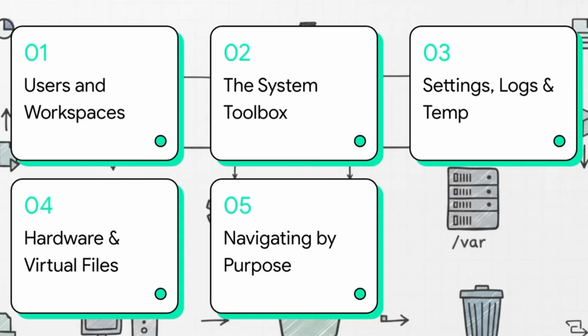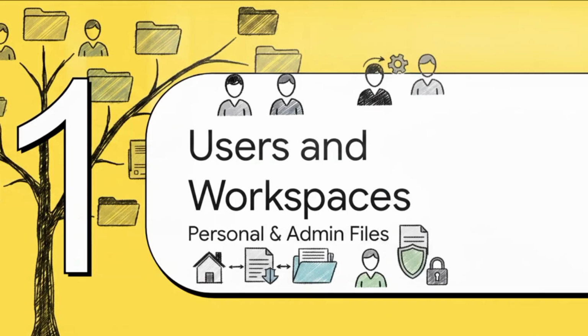To make sense of this giant tree, we're going to map out the specific branches. We'll start with users and workspaces, move on to the system toolbox, then settings, logs, and temp. After that, hardware and virtual files, and we'll wrap it all up with navigating by purpose. First up, users and workspaces, where personal files and admins live.